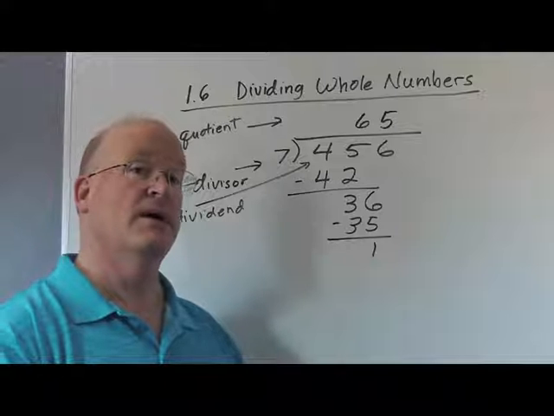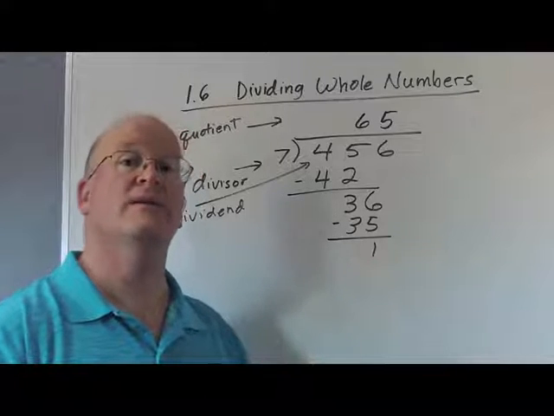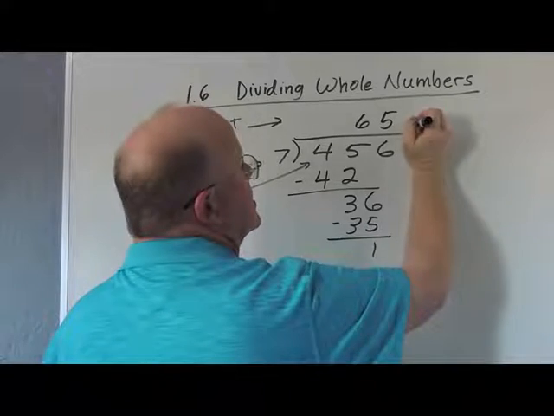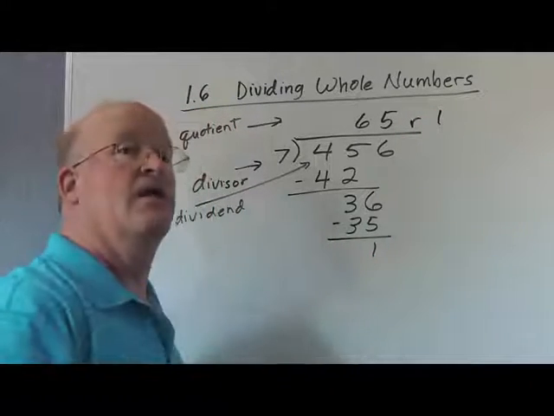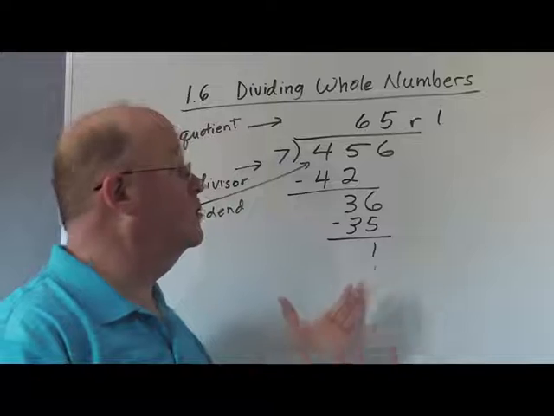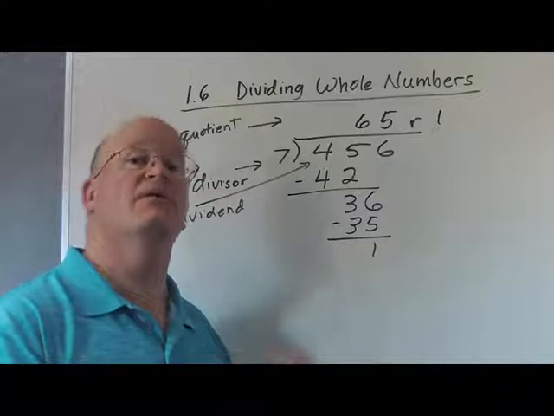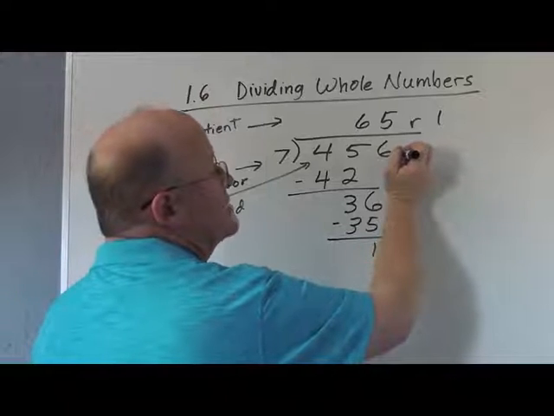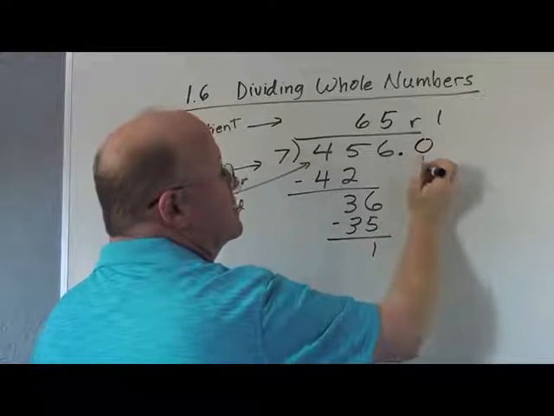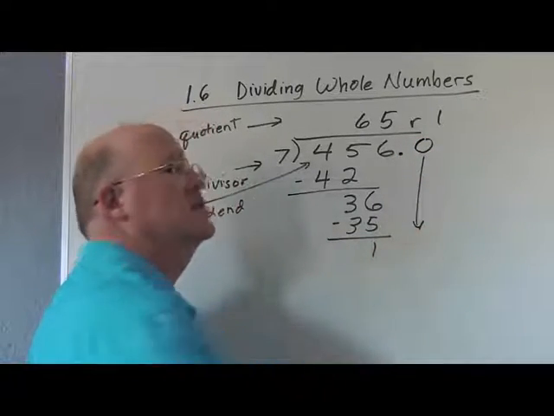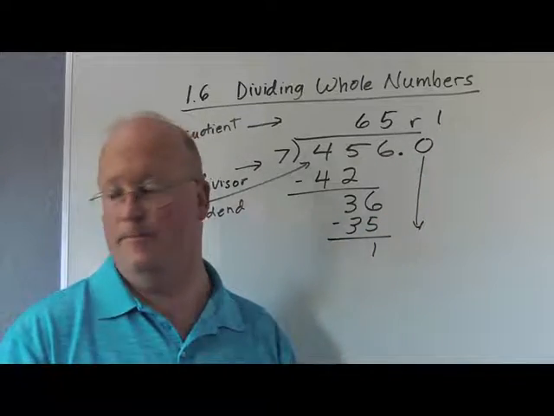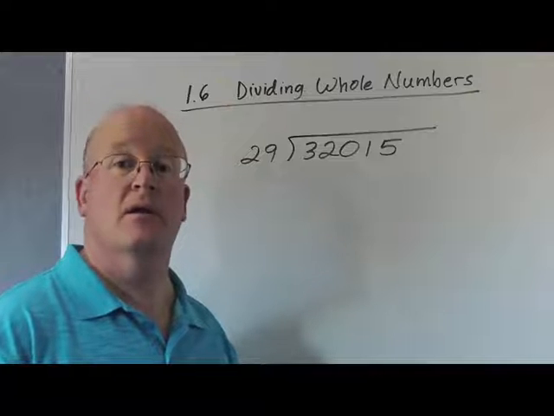At this point, we'll have to determine what we do with that 1. In this first chapter, we're just going to say remainder 1. In the fraction chapter, we'll say 1/7 will be the fraction part of the mixed number. And in the decimal chapter, we're going to put a decimal here, and we're going to put a 0 afterwards, bring that 0 down, and we're going to continue dividing. But for now, we're just going to go with the remainder method. Now let's move up to some slightly larger numbers.